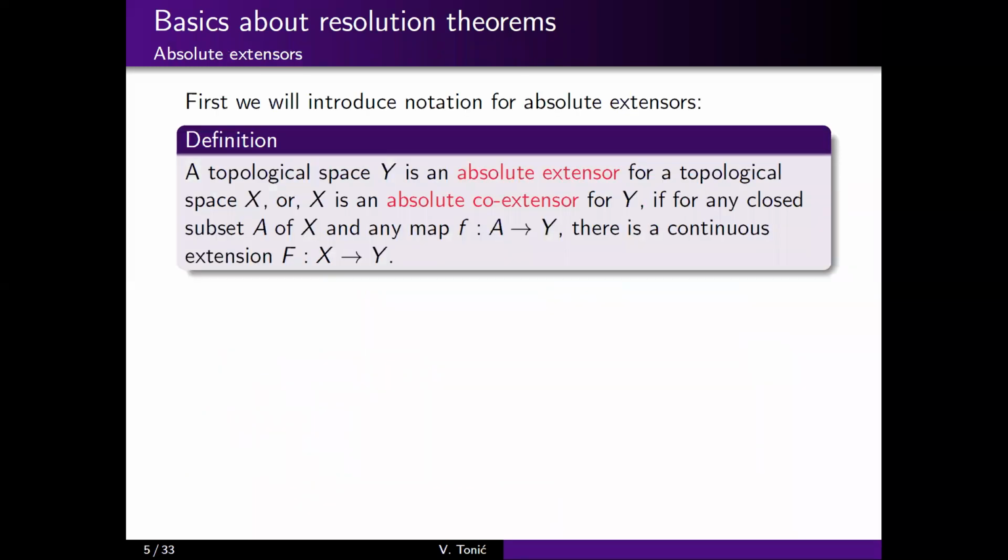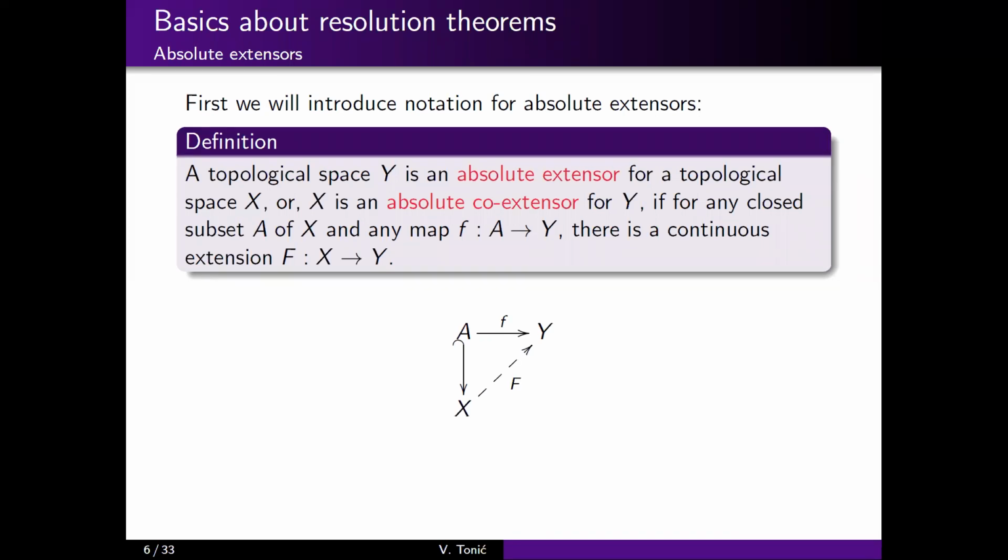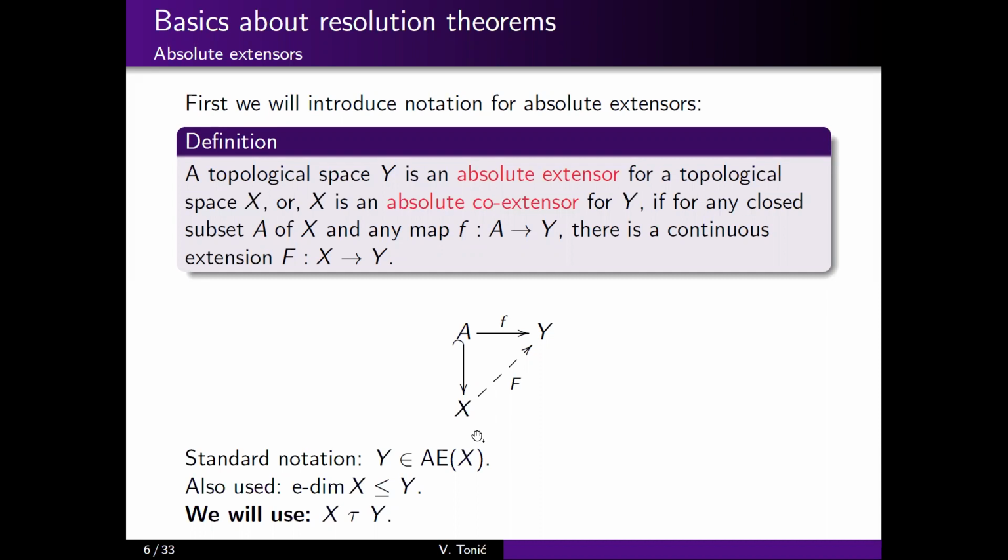The next thing I mention is a reminder of the definition of absolute extensor. A topological space Y is an absolute extensor for a topological space X. For me, it's better to say X is an absolute coextensor of Y, because it preserves the direction in which the map is going. This holds if for any closed subset A of X and any continuous function from A to Y, you can continuously extend it over the entire X. The notation we will be using for this is X tau Y, which means X is an absolute coextensor of Y. This is Kuratowski's notation to honor Tietze.